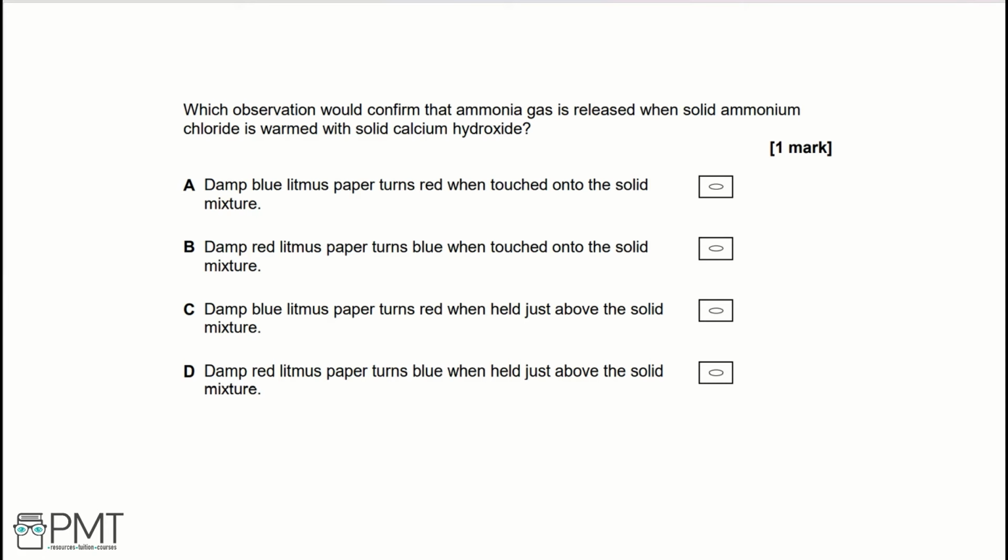The key in this question is that we're testing for ammonia gas. And it's a gas, so that means the two options where it says that it's touched into the solid mixture, well, that's not going to be able to identify a gas. So we can eliminate A and B. So we're left with C and D now.